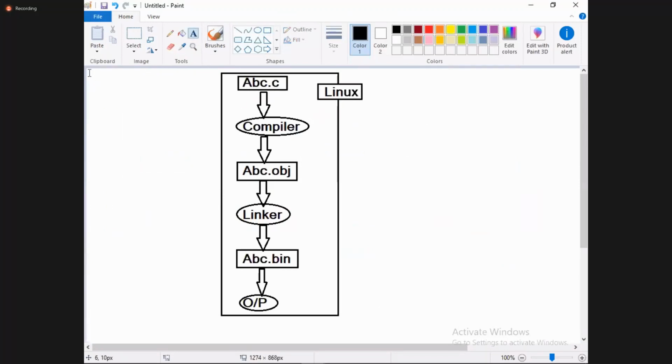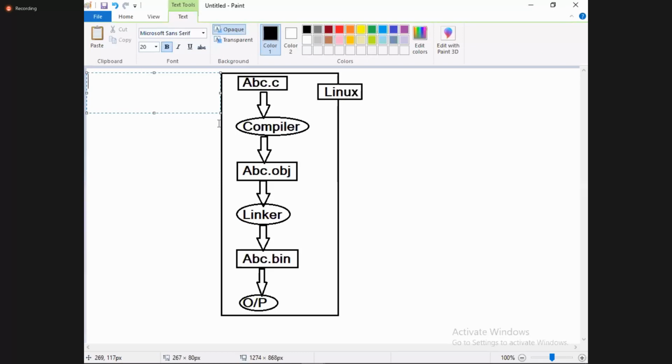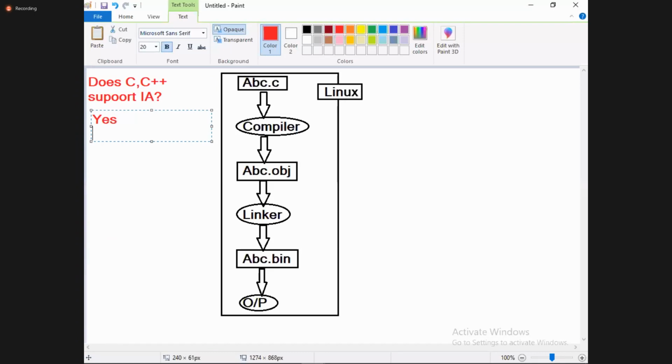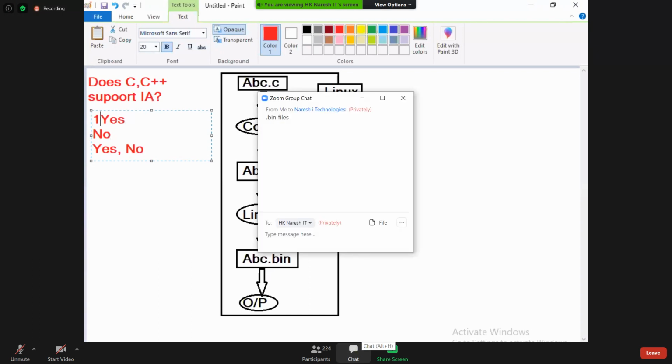Now my question is, does C++ support platform independence or internet applications? What is your answer? Your answer is yes, or no, or yes and no. I am giving three options: yes, no, yes and no.